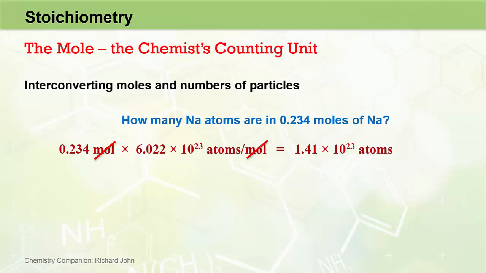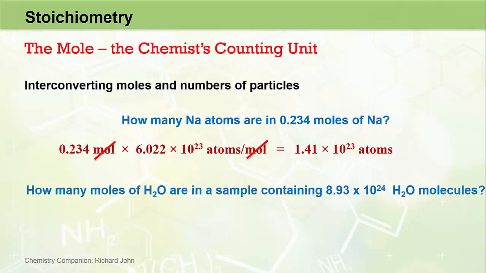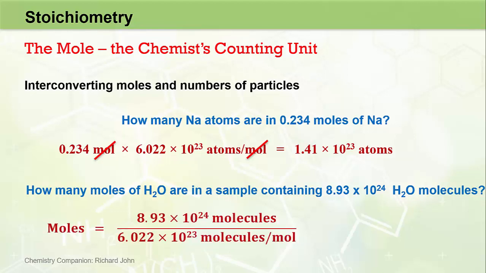Now we can do the reverse process as well, for example, by looking at this problem here. How many moles of water, H2O, are in a sample containing 8.93 x 10^24 water molecules? In this case, we take the number of molecules and divide it by Avogadro's number. So the number of moles would be equal to 8.93 x 10^24 molecules divided by 6.022 x 10^23 molecules per mole. The molecule terms cancel out, leaving us with a calculated value of 14.8 moles.